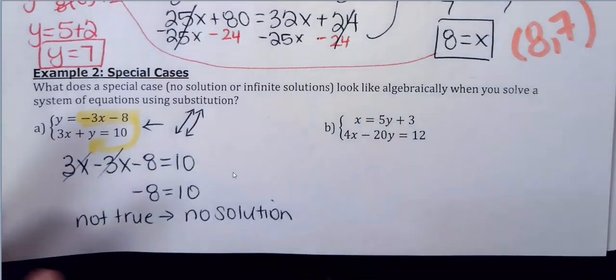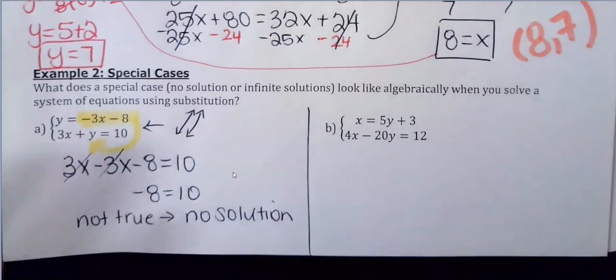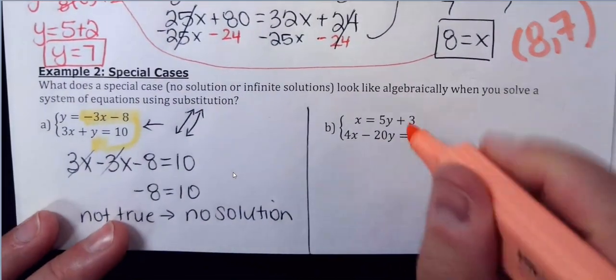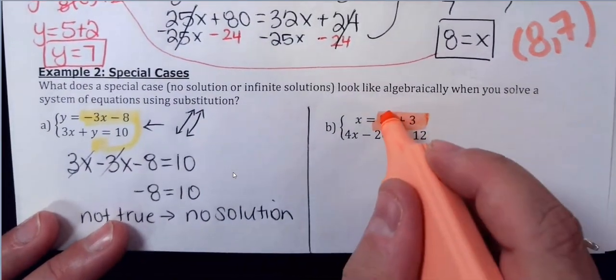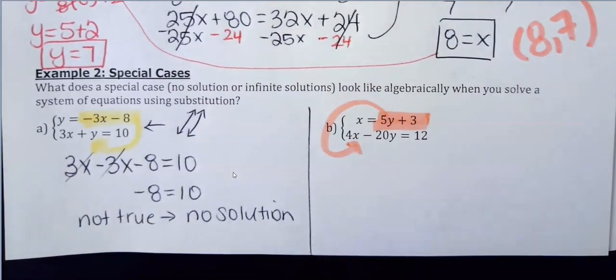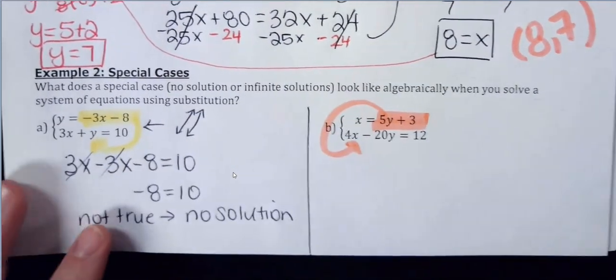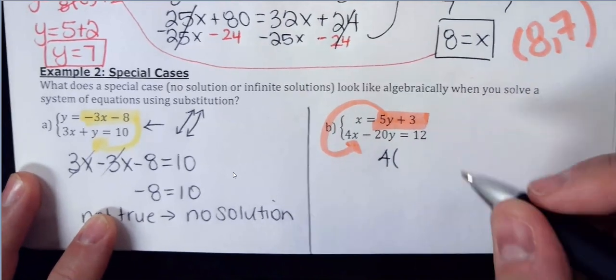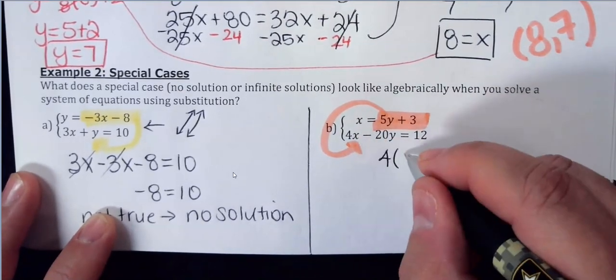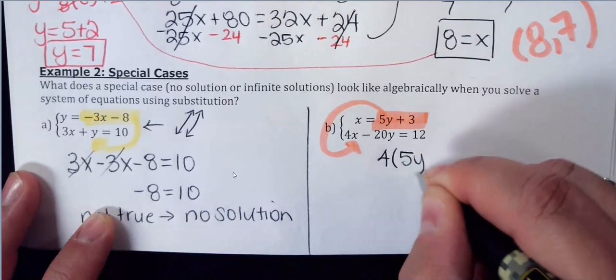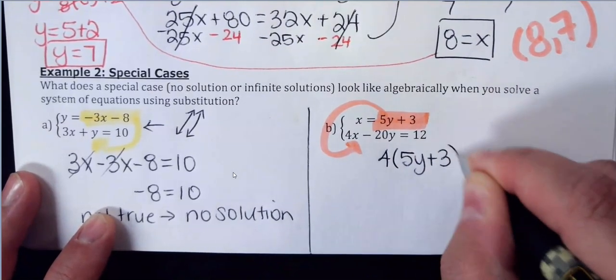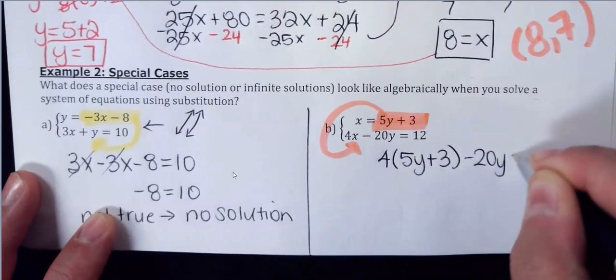All right, now here's the other one you can run into. In this one, I've got x by itself, 5y plus 3, and I'm going to substitute that in place of x in that other equation. So here we'd have to do a little distributive property. I've got 4x, so I'm going to write and substitute in 4 times the 5y plus 3, minus 21 equals 12.